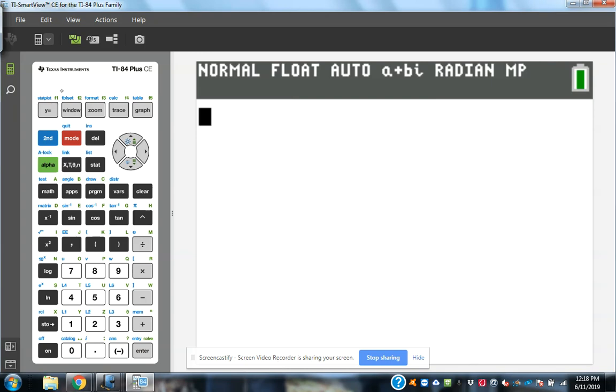or turn it off and turn it back on. It does the same thing. Now, the next thing would be to put in that problem. So we're going to put in parentheses 3 plus 5i. To get the i, we hit second and the decimal point. Close the parentheses, plus parentheses 6 minus 2, second decimal point to get the 2i. Hit enter.